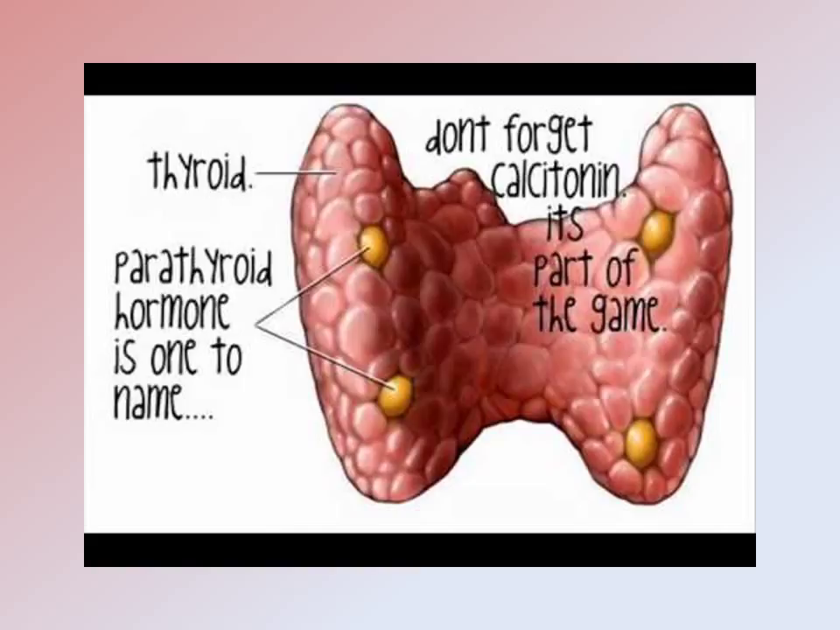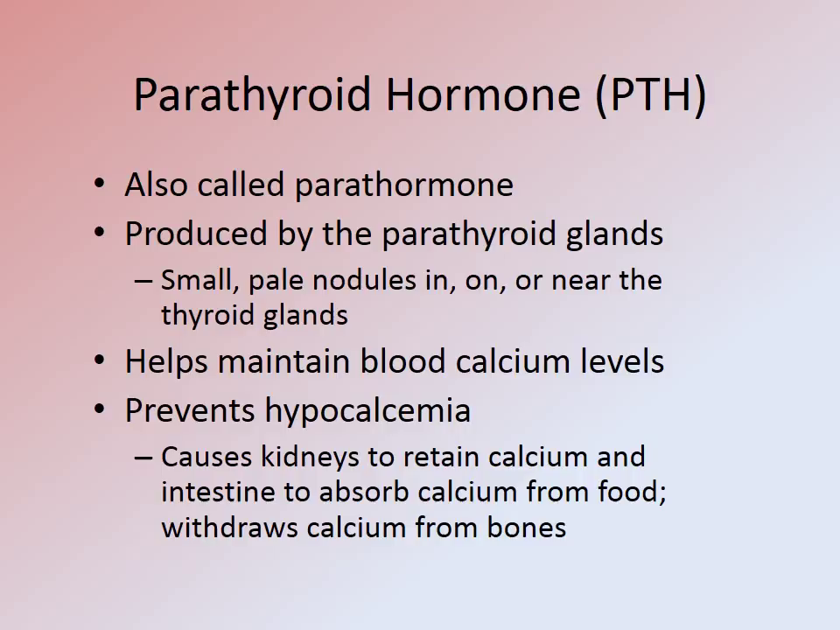Remember I said that the parathyroid lies within the thyroid, and you can see those nodules there. Parathyroid hormone is also called parathormone, and it's produced by the parathyroid glands, which we just saw in that last picture. They're small pale nodules in or on or near the thyroid gland. They help maintain blood calcium levels, so they prevent hypocalcemia.